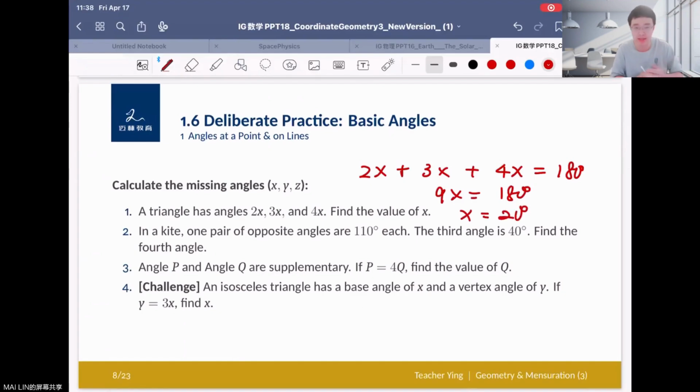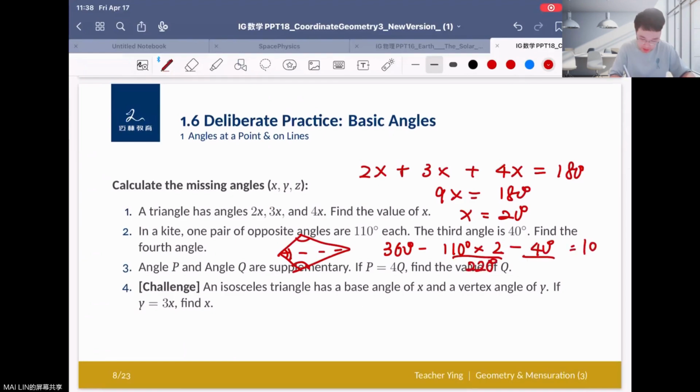And the second problem is that in a kite, one pair of the opposite angles is 110 degrees each, and the third angle is 40 degrees, right? So in a kite, the total angles equal 360 degrees, right? Because we said before we can divide it into two triangles, right? So we can set 360 degrees minus 2 times 110 degrees, right? And then minus another 40 degrees. That is the fourth angle, right? So this is 220 degrees, this is 40 degrees. So the total value here equals 100 degrees, okay? That is for the second problem.